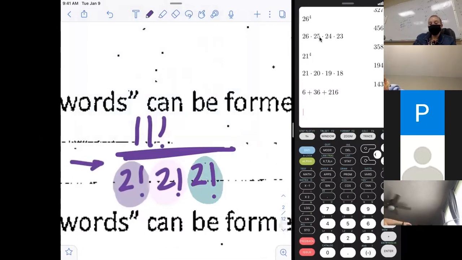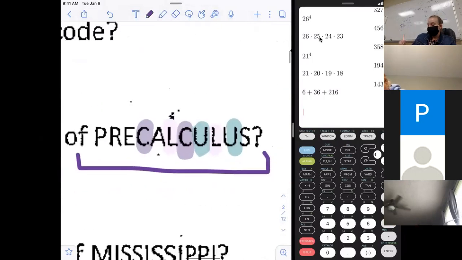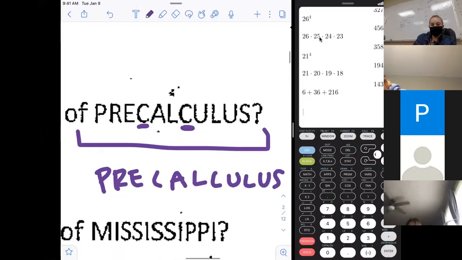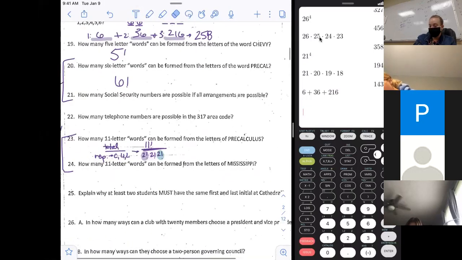What is happening here is that the repeating changes things, because when I just do 11 factorial, it's treating this C like it's different than this C. But if I rewrote pre-calculus and said, oh, I switched the C's, you'd be like, how am I supposed to know that? They're both C's, they look the same. So we divide by 2 factorial to take out the repetition of the C's. We have to do it for the U's and the L's as well. If you have a question on that, please let me know. I could go more in depth, but that's as basic as we get.